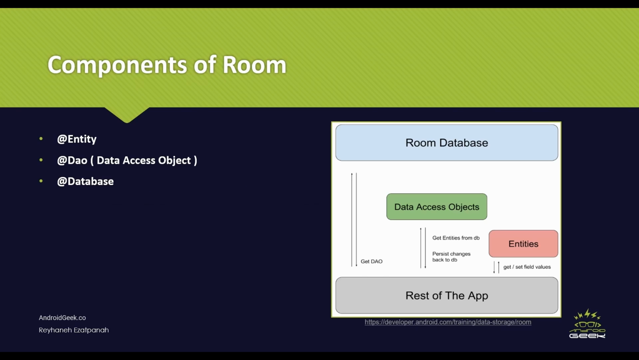And here there are three main components of Room. Entity, representation of the table and column become very easy. You have to annotate @Entity to a class and the name of the class becomes the table name, and data members become the names of the columns.